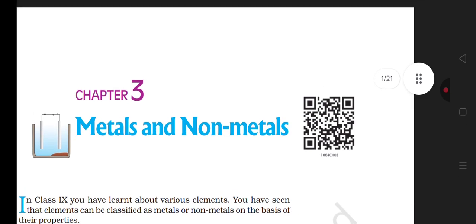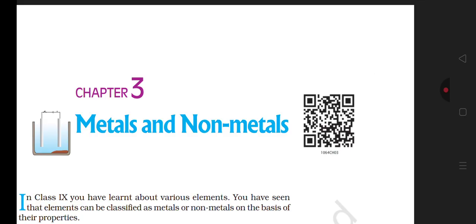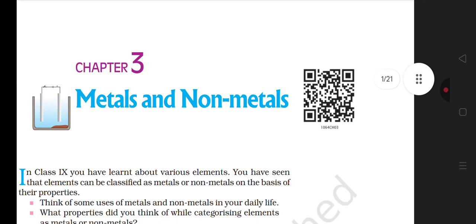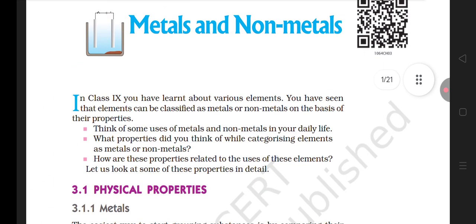Dear students, today we are going to start our third chapter of chemistry, that is metals and non-metals. This is a very interesting chapter and I am pretty sure that, dear students, when you read this chapter, you will find it very interesting, and there are definitely very good concepts which are going to help you in your further classes.